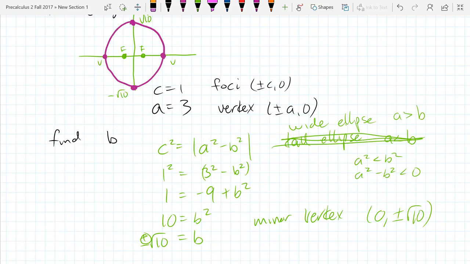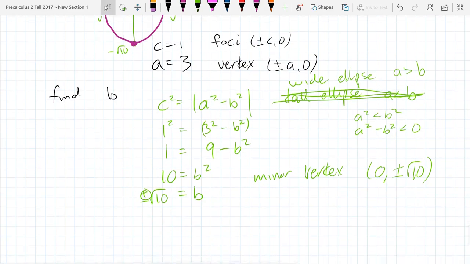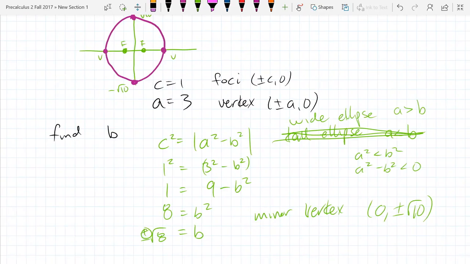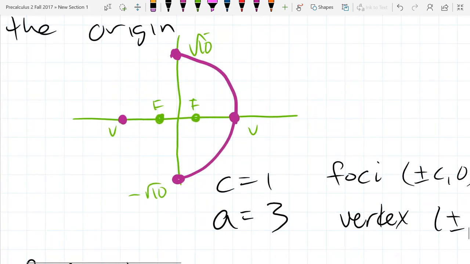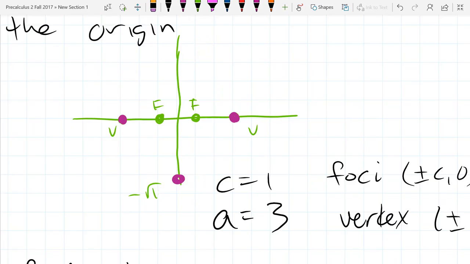So we got regular 9 minus B. So that gives us B squared is 8. So we get square root 8. So we subtract 9, get negative 8, and then multiply by negative 1. All right. So our vertices plus minus square root 8. So that's a bit smaller than 3. So those are going to come down a tiny bit. So a little smaller than 3.